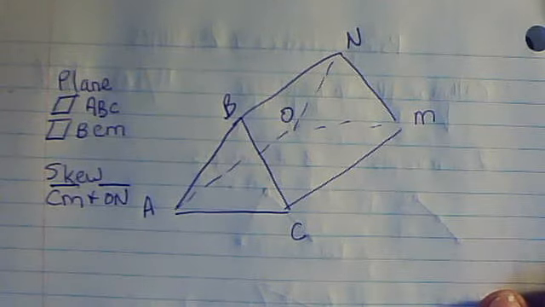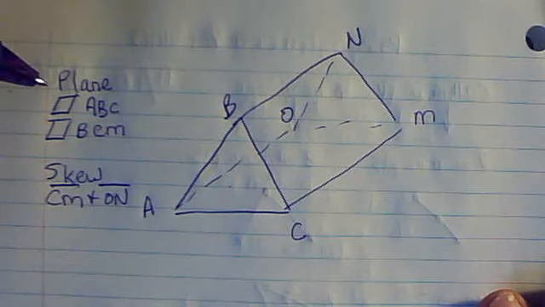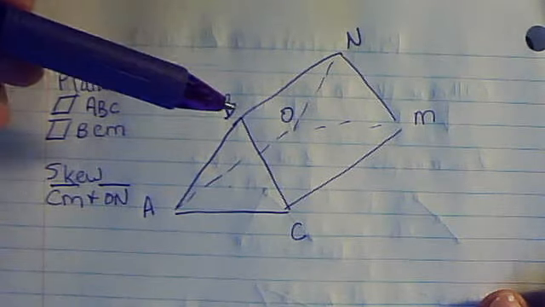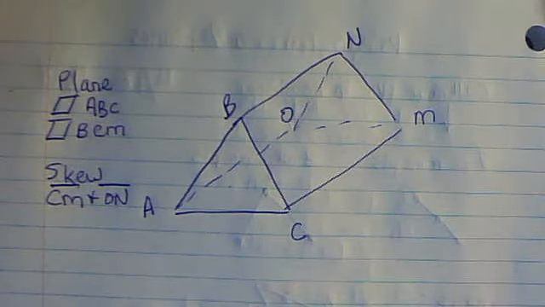So make sure that on your test you understand on the triangular prism that the skew lines are not parallel, because that was a mistake that was made by some people on the quiz.